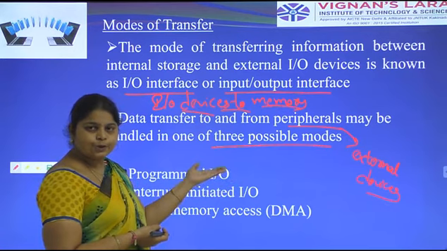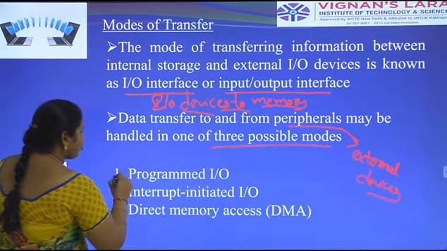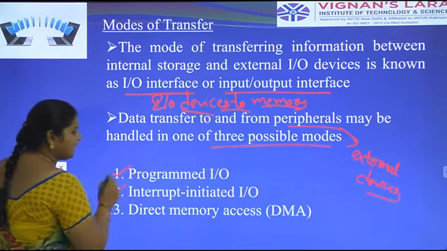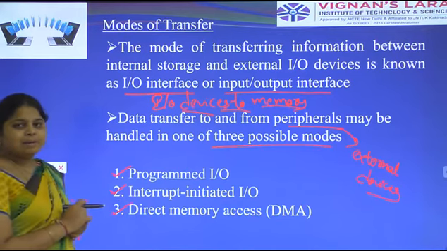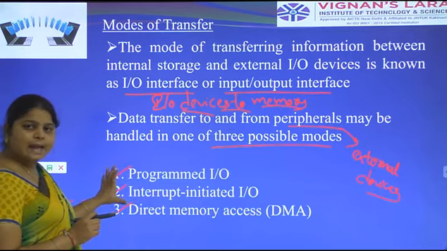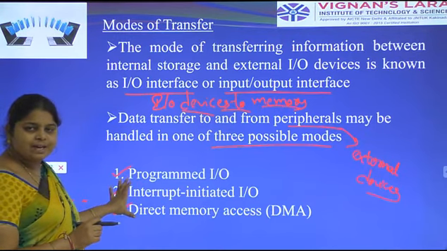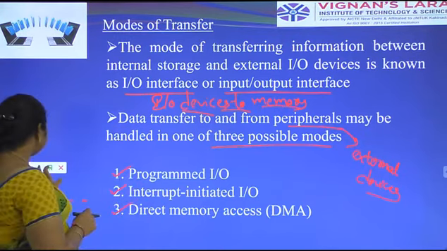It is categorized into three types. The first one is programmed IO, the second one is interrupt initiated IO, and the third one is direct memory access. These are the three types of modes of transfer available in the computer.